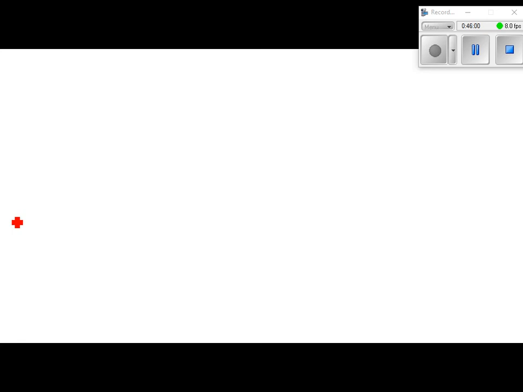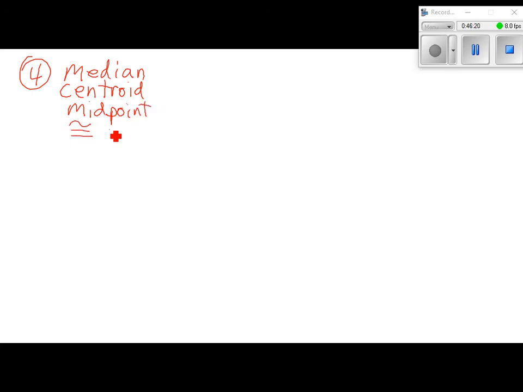Let's do this for number 4. Switch slides on me, didn't it? Let's say I tell you something's a median. Tell me something you're going to think of as soon as you hear the word median. Centroid. Don't say middle. I don't like the word middle. Midpoint. Thank you. And if you hear midpoint, you think of congruent what? Congruent segments.